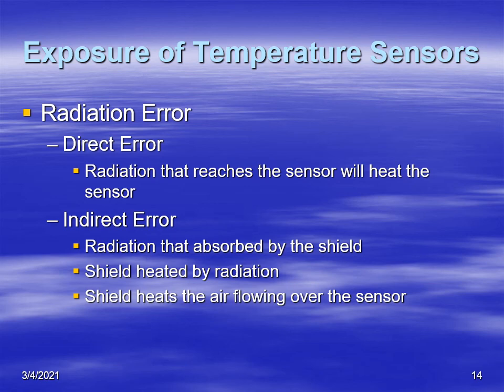However, there's also indirect radiation error, and this is where your thermometer, your sensor, is protected. It's in a shield or shelter, but the shelter heats up and passes its energy along to the thermometer. How does the shelter heat up? Well, solar radiation will actually be absorbed by the shelter, even though it's painted white. So you still may have some error if your thermometer is in a shield or shelter. So those are some ways to minimize the exposure error of thermometers.